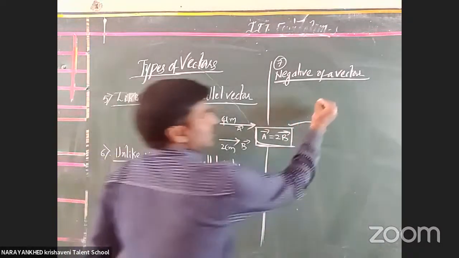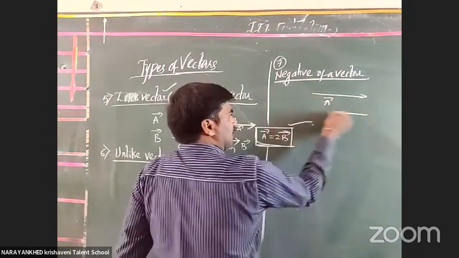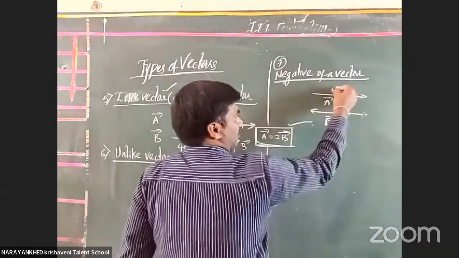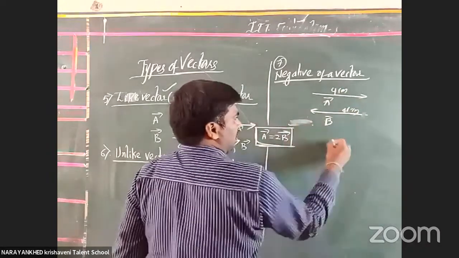How do we consider it? There is A bar and another one is B bar. They should compulsorily be equal in magnitude. Suppose it is 4 centimeter, the other should also be 4 centimeter.